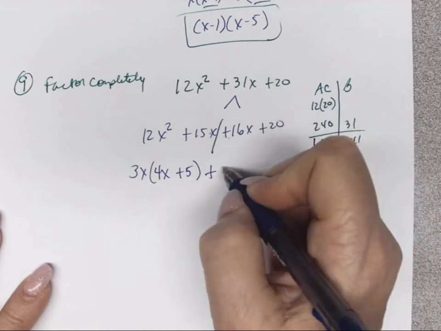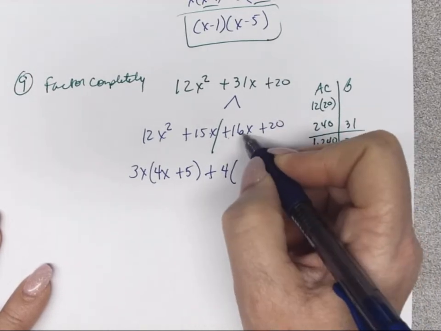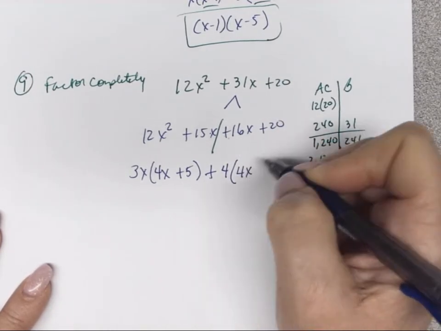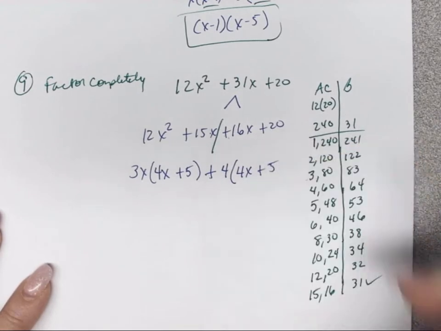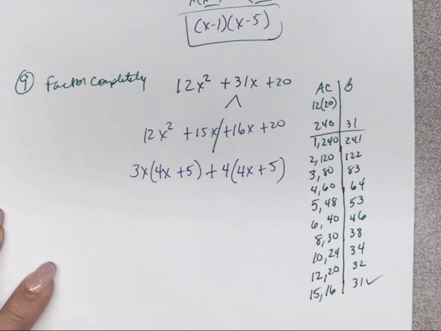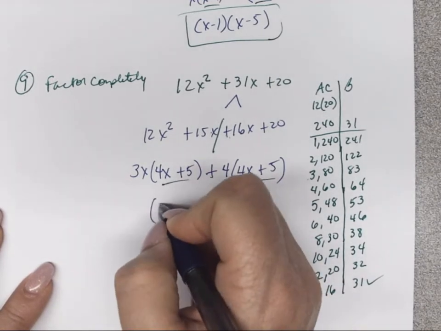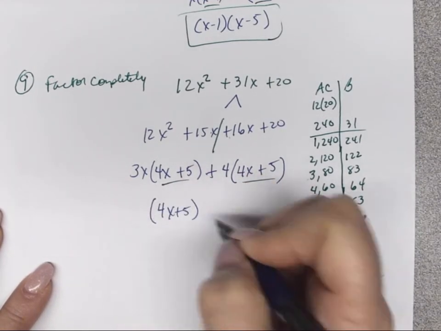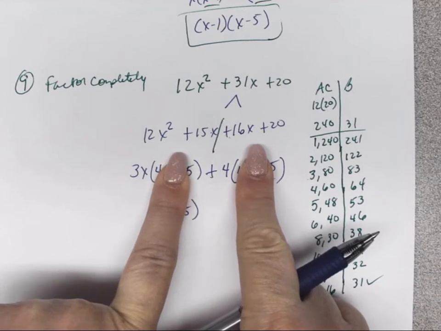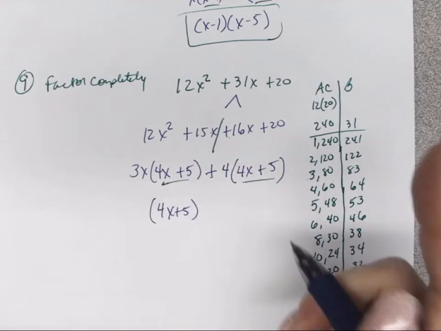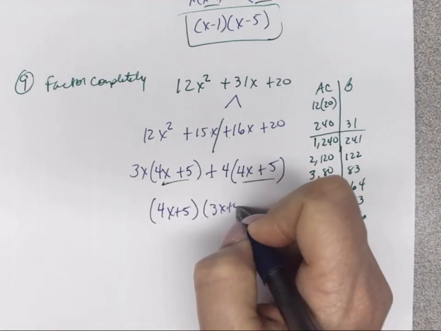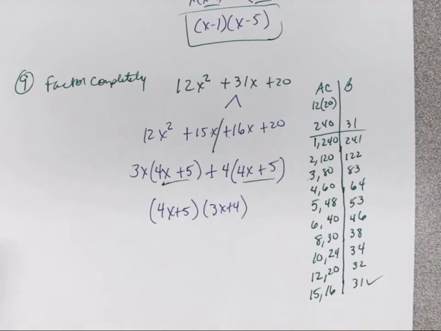Between 16 and 20, we'll factor out a 4. And we're left with 4x. 20 divided by 4 is 5. We know that we did it correctly because they match, just like they did on the last problem. 4x plus 5 is our greatest common factor, and we factor those out. We're left with a 3x plus 4. And that would be your final answer.